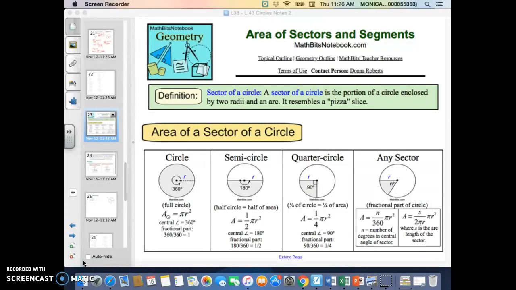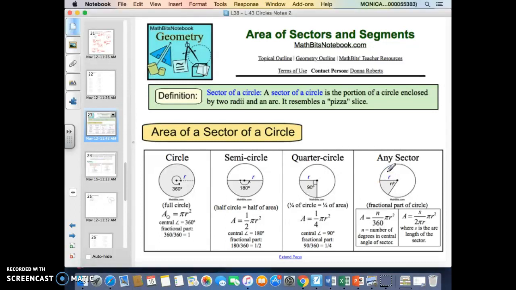Please remember that a full circle is 360 degrees, and the area of a full circle is pi r squared. If you have half a circle, it's half pi r squared. A fourth of a circle is 1/4 pi r squared. And if you have any sector, in a pizza, it'd be 1/8 of the pizza.